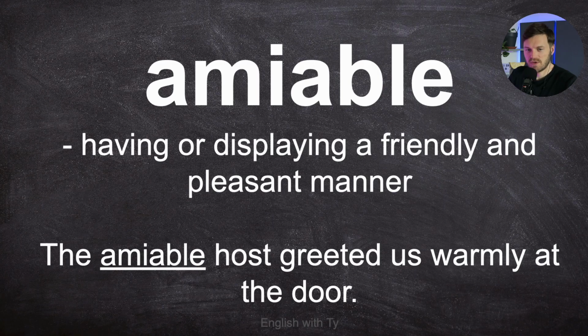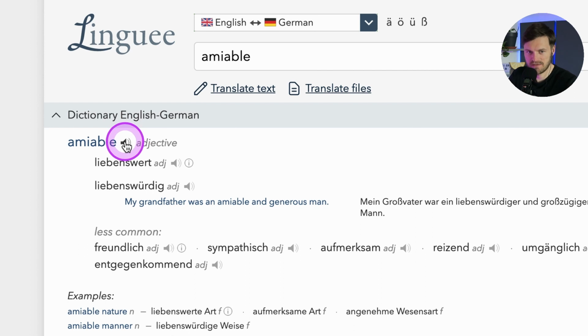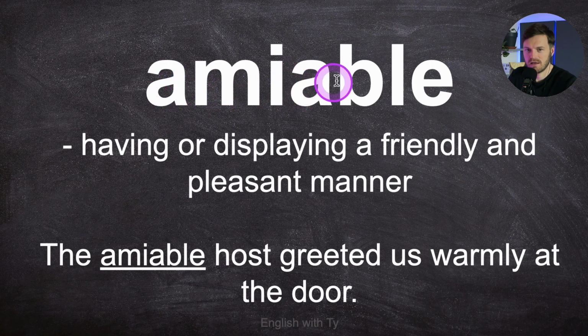The next word I want to talk about is amiable. A-M-I-A-B-L-E. Amiable. And that means having or displaying a friendly and pleasant manner. Amiable. Here's the American way of saying it. Amiable. And here's the British way. Amiable. So it's very similar in both British and American English. The interesting thing here is that the I is not pronounced like an I. And again, it means having or displaying a friendly and pleasant manner.